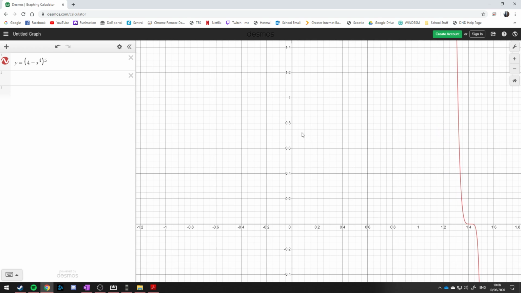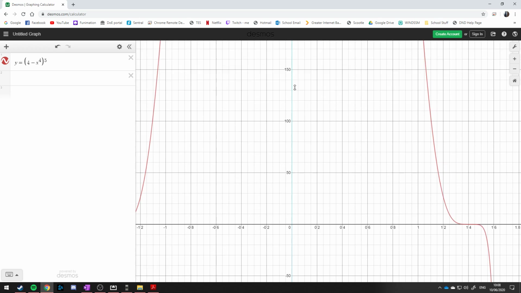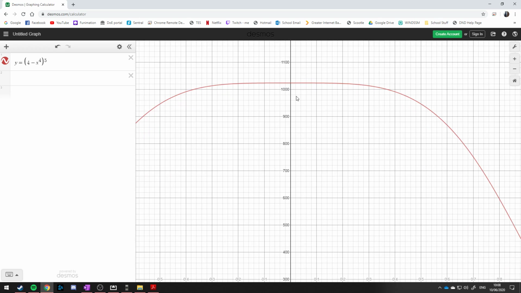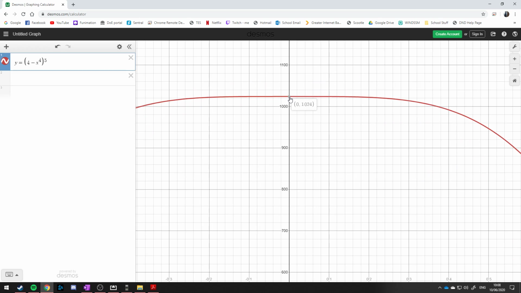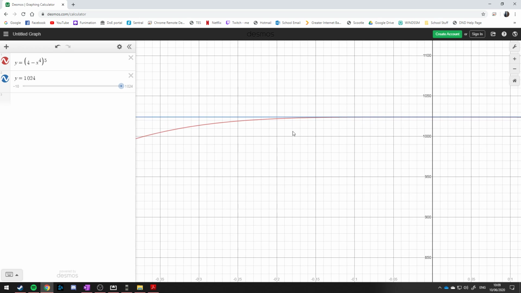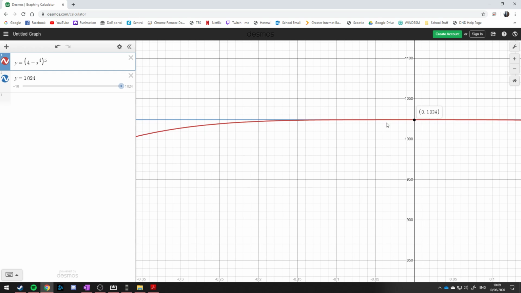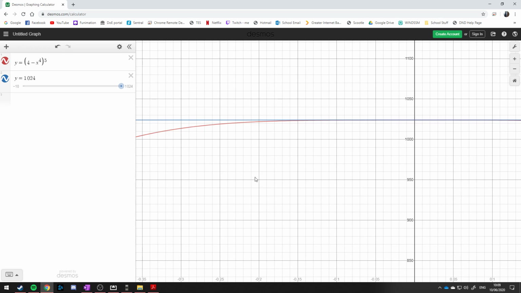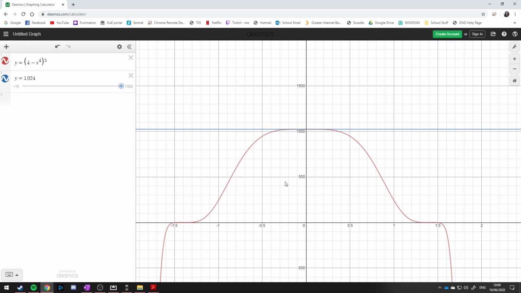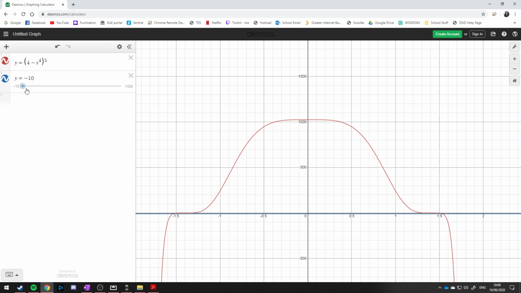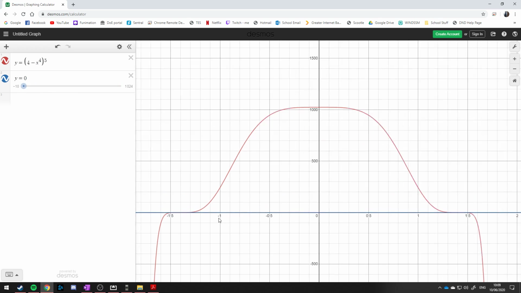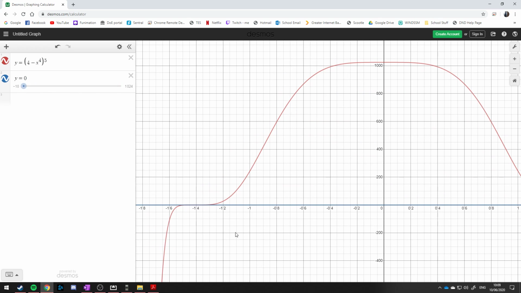Now I'm going to bring this scale in quite a bit so that we can see 1024. So there it is right there. That's our other horizontal. If I was to draw a line at y is equal to 1024, that makes a horizontal tangent to that point there. Really cool stuff. And there's the other one, 0. And that's how we find a specific value for the gradient of our tangent.